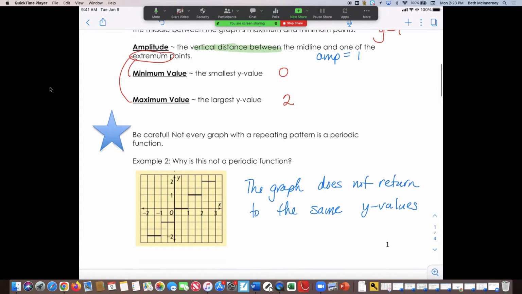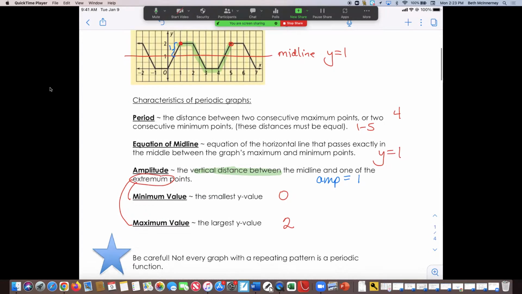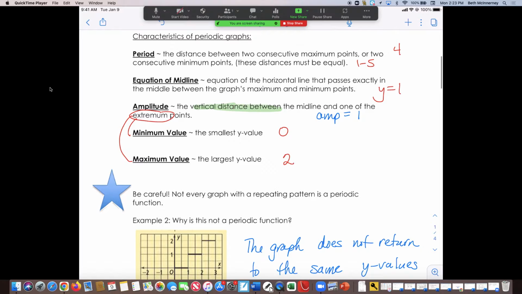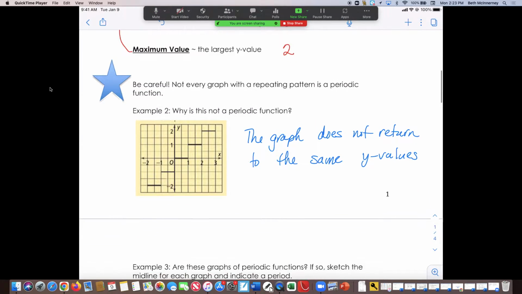So do you look at my introductory one? Do you see where the red dot is? I'll come back to this, but do you see the red dot? And then it comes back to that. It's got to be to the same y, not x.